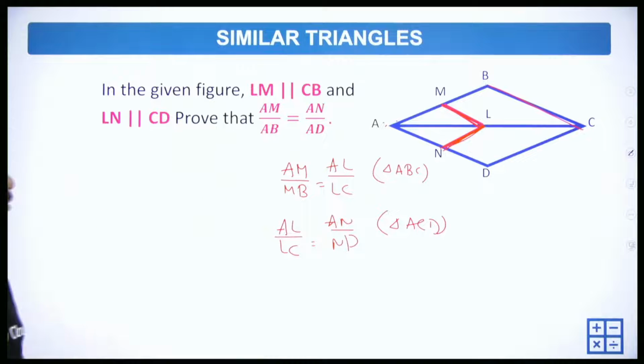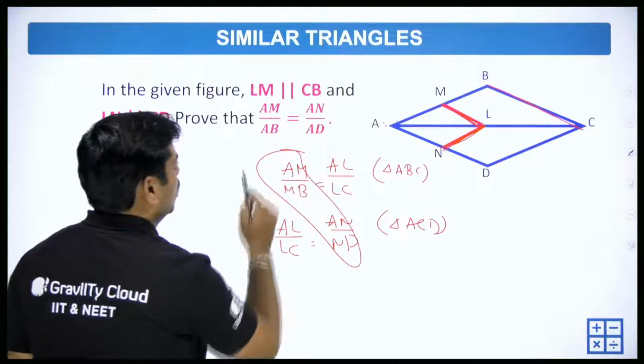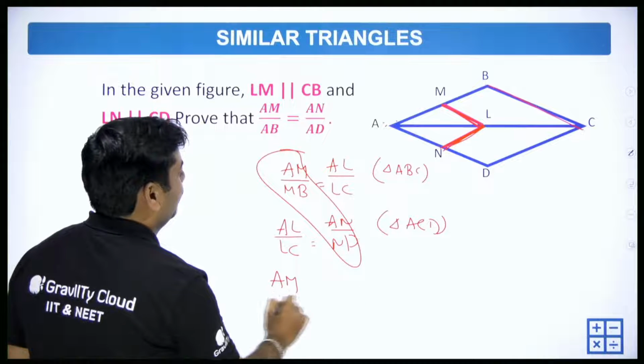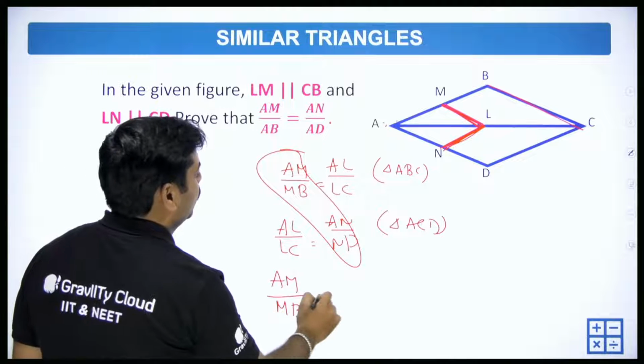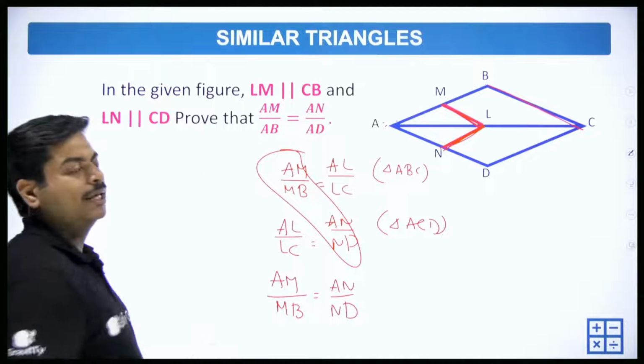Now, if you carefully observe, these two are equal. AL by LC and AL by LC are equal. So we can equate these two. From there, we'll get AM by MB. AM by MB is equal to AN by ND. Okay. But still, we have a small confusion here.